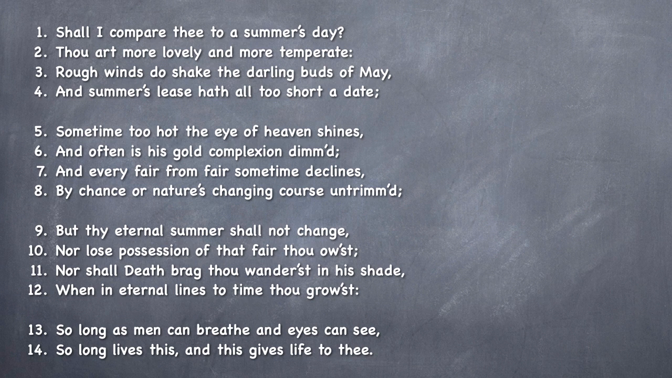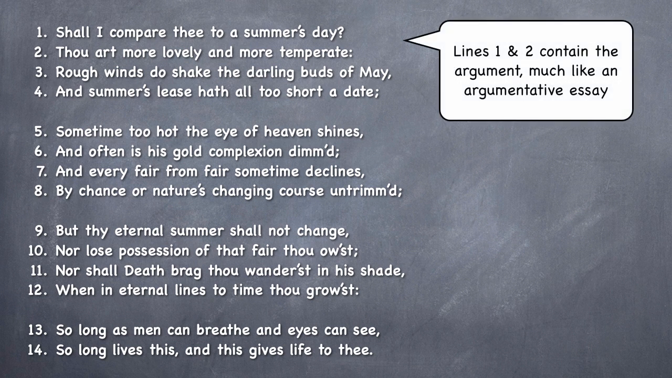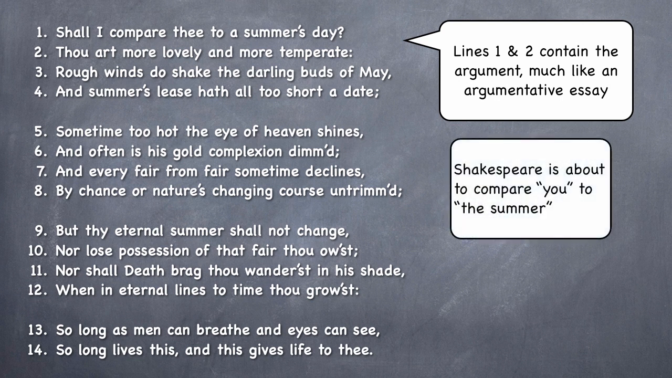In line 2, he says, well, you are more lovely and more temperate. So he gives you the contrast. Yes, you are more lovely and you are more temperate than the summer. And as a result, lines 1 and 2 contain the argument, much like an argumentative essay. In fact, this is perfect exposition. This works like a perfect college essay would work, in which you say, okay, this is exactly what I'm going to support, this is exactly what I'm going to prove, this is how I'm going to prove it. I'm going to compare you to the summer, and this is exactly what I'm going to say about it. You are more lovely and more temperate. It's a perfectly clear argument. So again, Shakespeare is about to compare you to the summer, and it's perfectly clear right from the beginning.